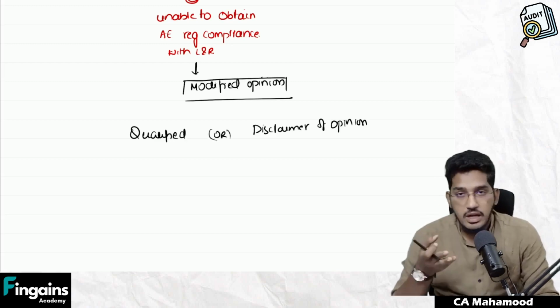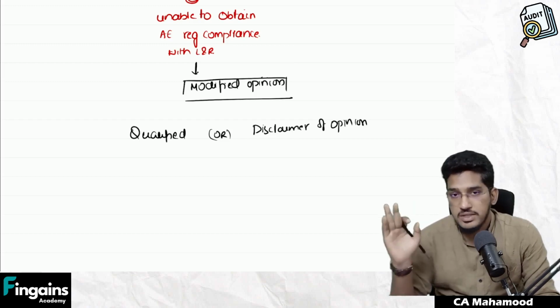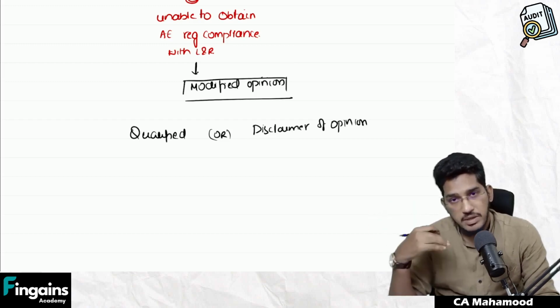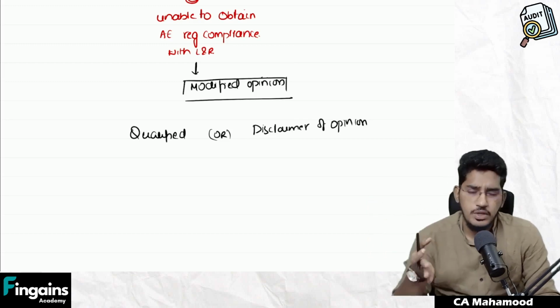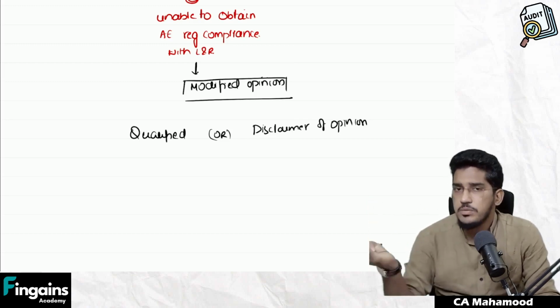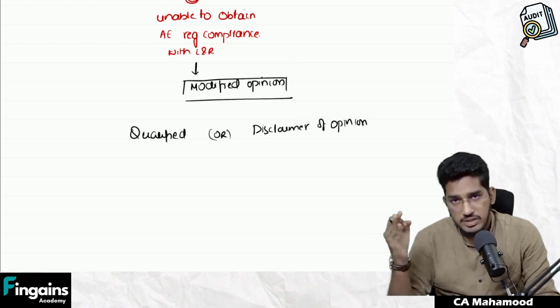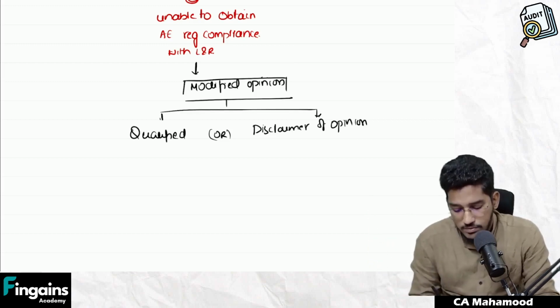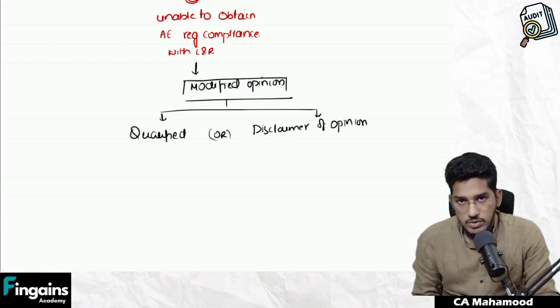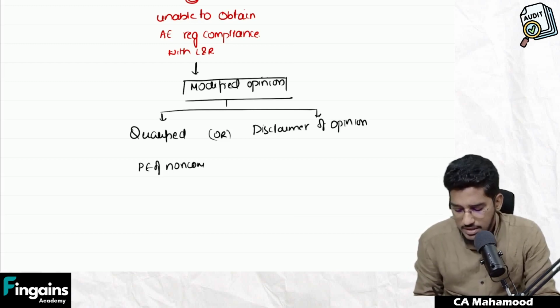The moment they read that the auditor is unable to obtain sufficient and appropriate audit evidence, they will immediately jump to the conclusion, okay, disclaimer, we will give disclaimer. No, giving disclaimer is not the only option when evidence is not available. Even then there is an option of qualified. When you are unable to obtain audit evidence regarding some law and regulation, and the possible effect of that non-compliance is only material, not pervasive, we give qualified.